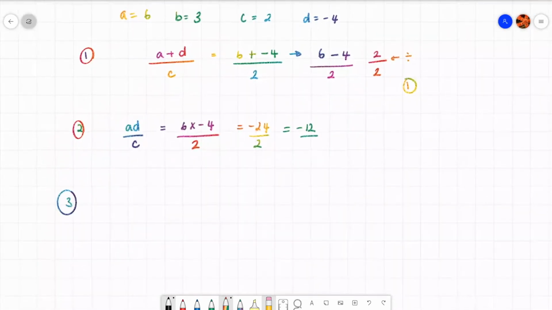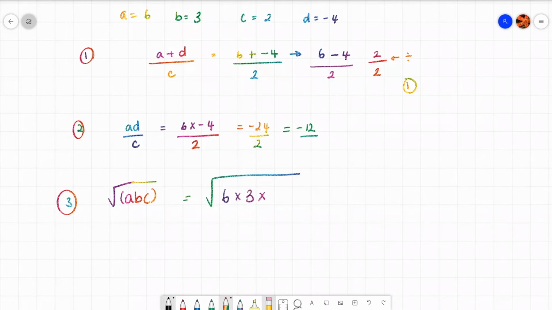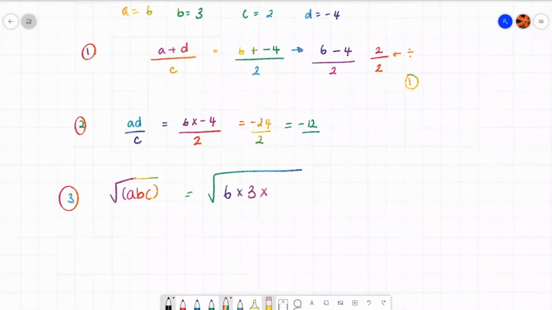What you could also have is something like this, the square root of ABC. ABC means 6 times 3 times, well, C is 2. So let's multiply that out. 6 times 3 is 18. 18 times 2 is 36. Square root of 36 is 6. So again, you're just replacing the letters with the numbers. That's what substitution is.